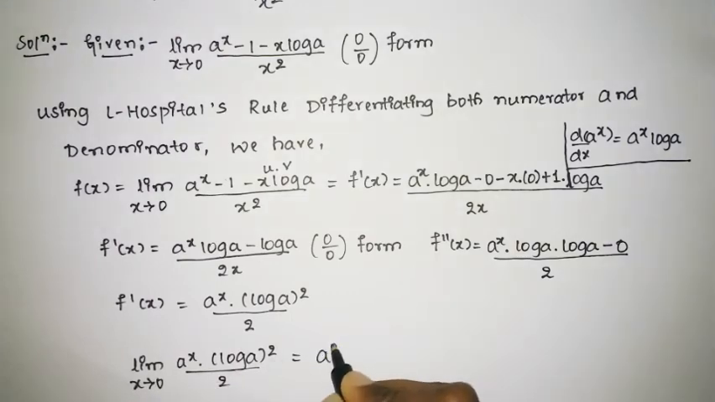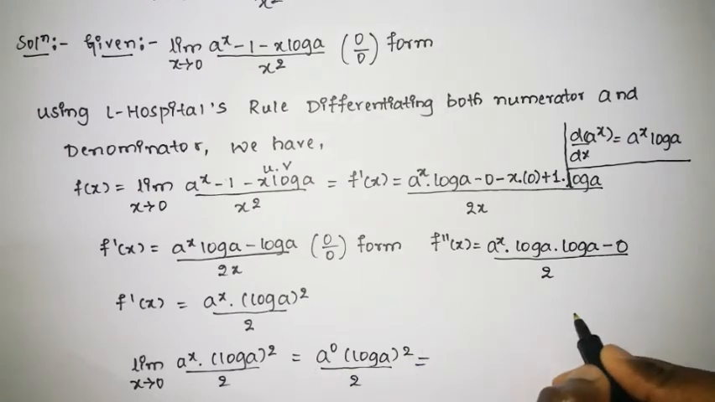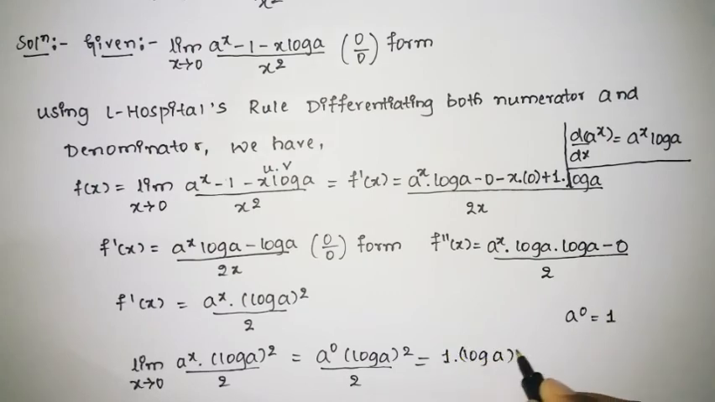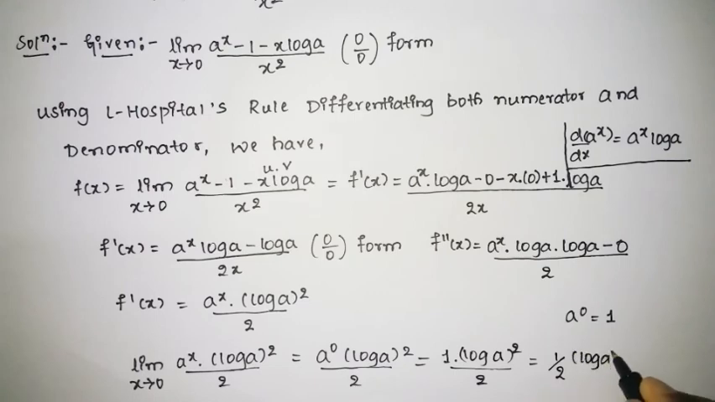That is a raised to 0 into log a, keeping as it is, log a whole square whole divided by 2. So a to the power of 0 is nothing but 1. Therefore it is 1 into log a whole square divided by 2. Therefore we can write it as 1 divided by 2 into log a whole square. So this is the required result for the example.